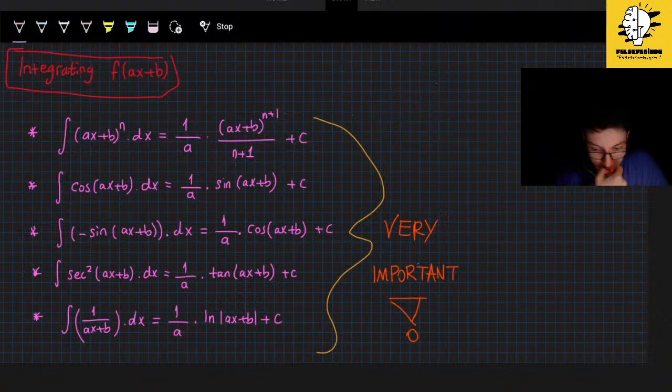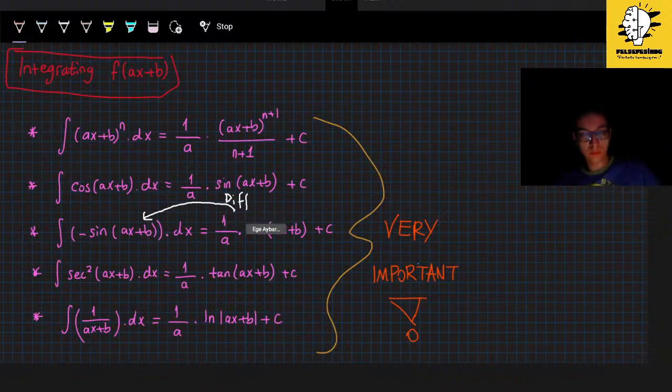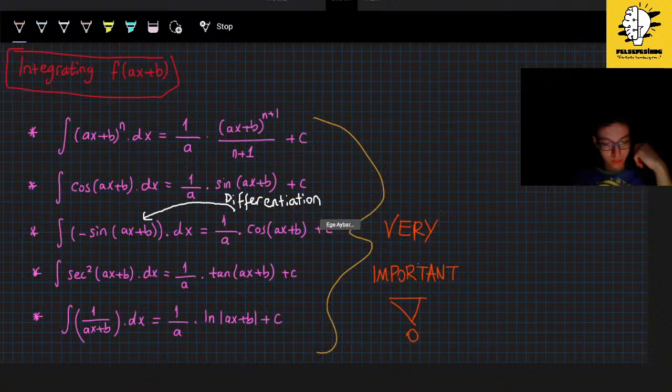Okay, let's take the integration of cosine. If you take the differentiation of sine, it will be cosine. But if you take the differentiation of cosine, it will be minus sine, right? This is the logic of differentiation. I will not talk about the chain rule, as I talked about it previously, and this is the logic. Oh, let me talk about the last one, 1 over (ax plus b).